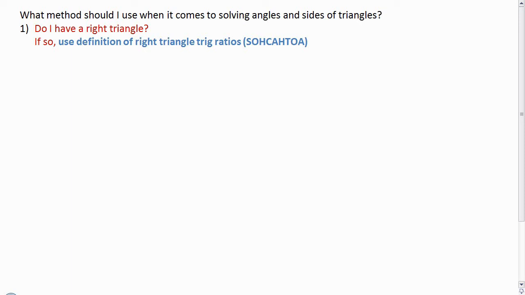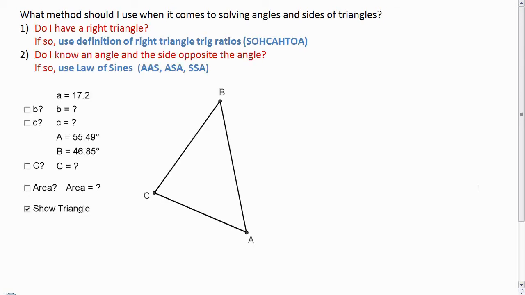This is the second video that answers the question, what method should I use when it comes to solving angles and sides of triangles? First I asked myself, do I have a right triangle? And if I did, I used SOHCAHTOA, which is the definition of right triangle trig ratios. But many triangles are not right, so we have to ask ourselves a second question. Do I know an angle and the side opposite that angle?